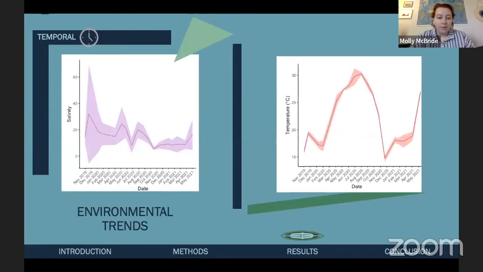limitation. And we also saw generally over time that salinity decreased and temperature had a typical regime where it started to increase in the spring and hit its peak in the summer and then started to decrease towards the winter.